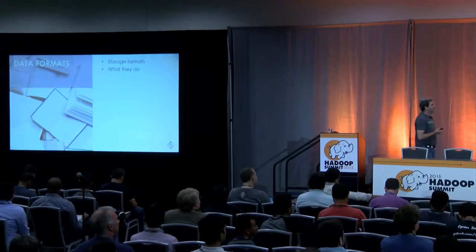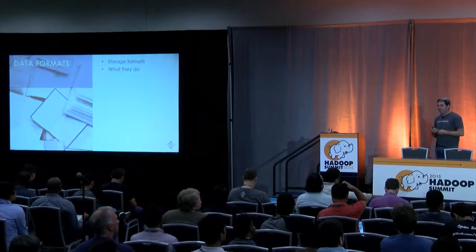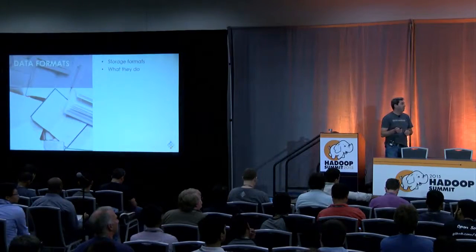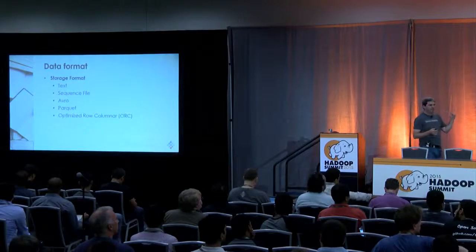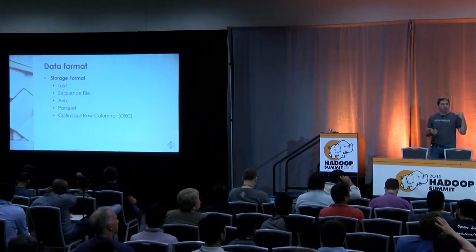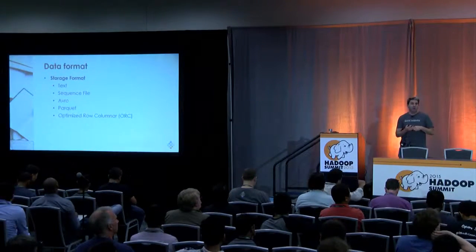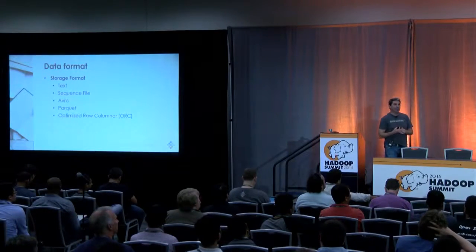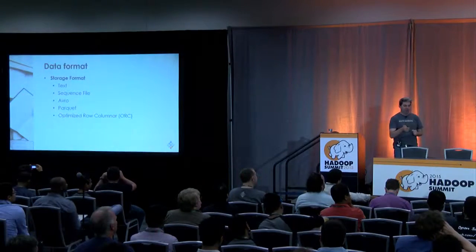So, data formats. We're going to talk about storage formats, what they do, and some of the pros and cons of why we would want to use them. I'm going to talk about five of them: text, sequence files, Avro, Parquet, and optimized row columnar format. I'm going to call that ORC, because I can't say optimized row columnar that quickly too many times without getting it wrong.